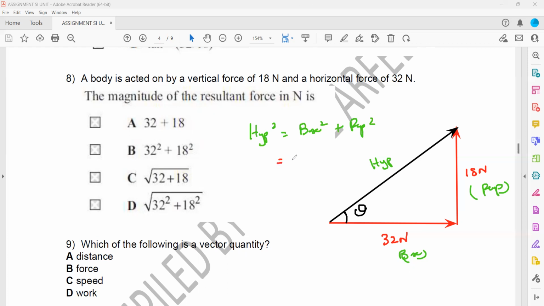So base is 32, so it will be 32 square. The perpendicular is 18, so it will be 18 square, and that equals hypotenuse square. If we need the hypotenuse, we take the root on both sides, so 32 square plus 16 square. Sorry, 18 square, not 16, because the perpendicular is 18. So it will be the root of 32 square plus 18 square. So option D will be the right answer.